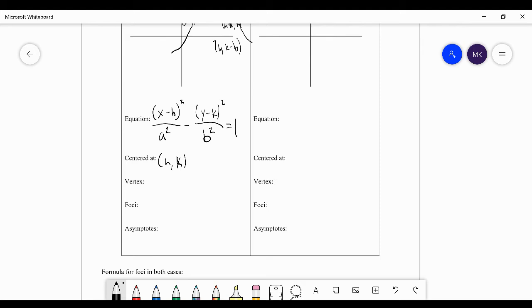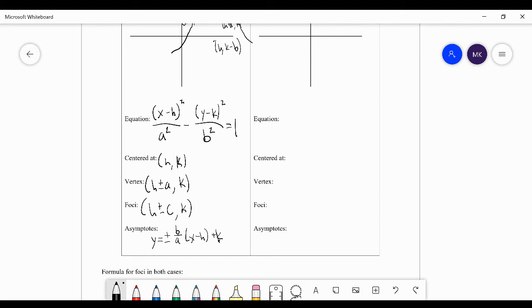The vertex will be at h plus or minus a comma k. And then the foci will be at h plus or minus c comma k. And our asymptotes will be at y equals plus or minus b over a times x minus h, plus k. So we get a much more complicated asymptote here. And the reason why it's complicated is because it's been shifted.